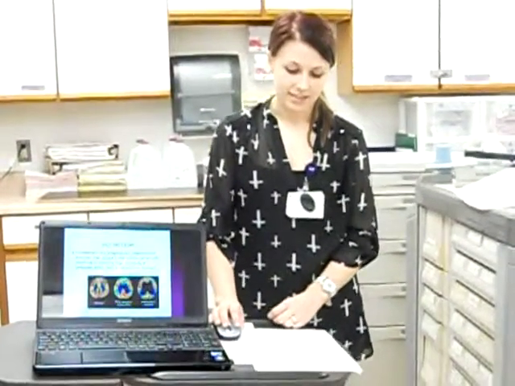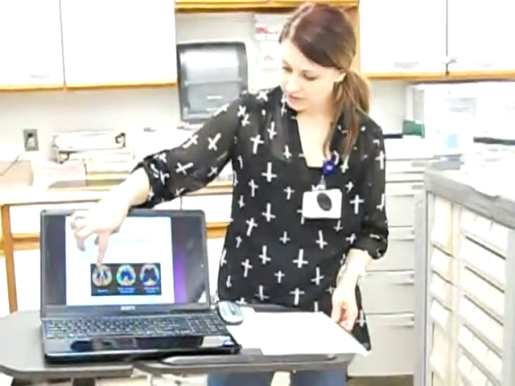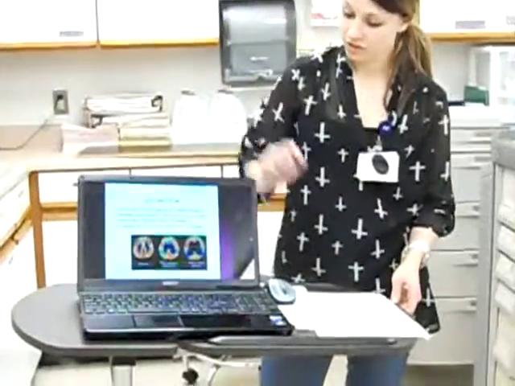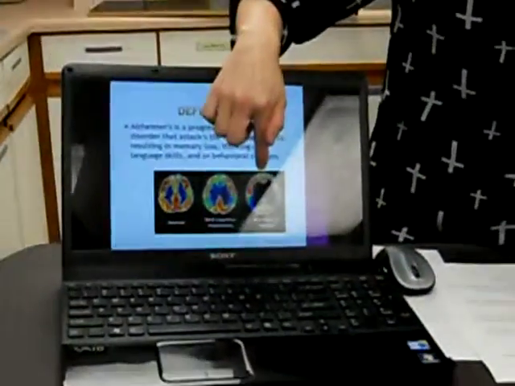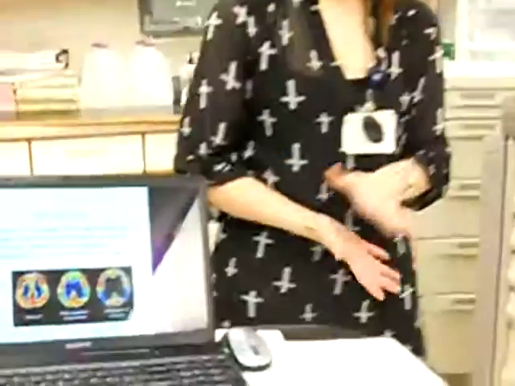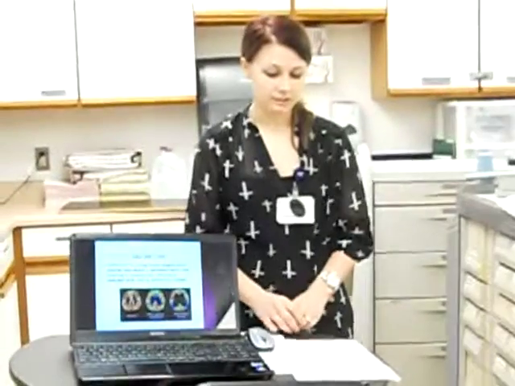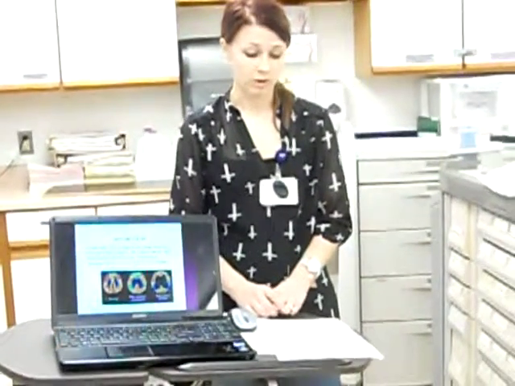Alzheimer's is a progressive degenerative disease that attacks the brain's nerve cells, resulting in memory loss, thinking or language skills, and or behavioral changes. If you look at this picture here, it shows an MRI picture of how the normal brain looks, a brain with mild cognitive impairment, and a brain with Alzheimer's disease. According to the Alzheimer's Foundation of America website, Alzheimer's is the most common cause of dementia or loss of intellectual function among people aged 65 or older. Alzheimer's is not a normal part of aging.